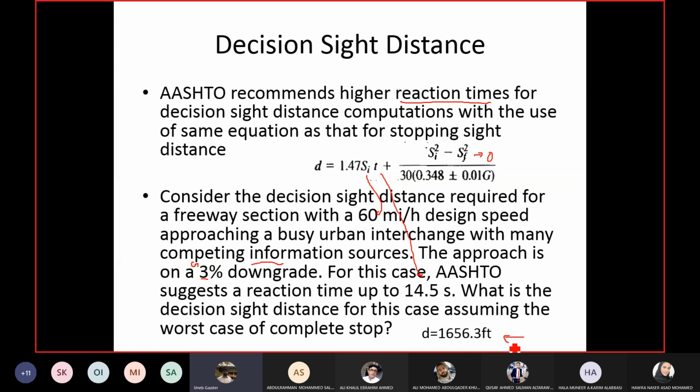Which is a very large value. And why is it large? Not because of the speed, it is mainly because of the reaction time. If you go back to the previous question which we did, in that question we were using a speed of 70 and our distance was 700 something. In this question we are using a lower speed, but our distance is more than double. Why? Because of the reaction time. So in complex situations your sight distances can be very large.